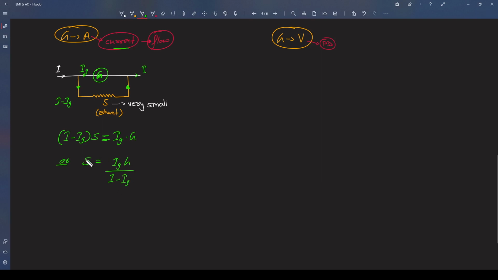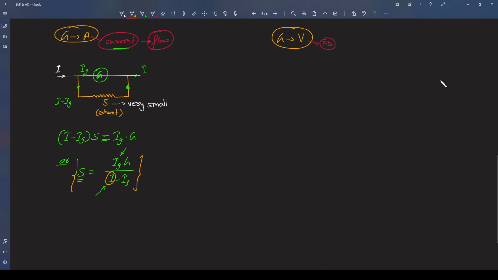So on what all factors will this shunt be decided? It depends on the maximum value of current you want to measure, and the current that will flow through that galvanometer, right? So once you know all those things, you will be able to find S. Basically, the important thing here is that you should know how much maximum current you are going to measure. Based on this, you can decide the value of this shunt resistance, or simply shunt.